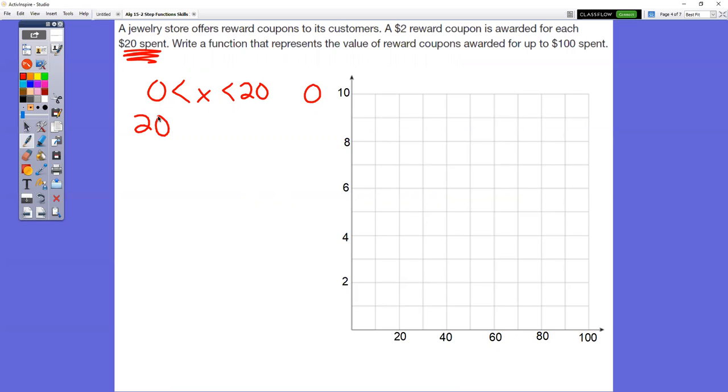So now $20, if we spend $20 exactly, will we get a bonus? Yes. How much will we get? We will get $2. You'll always get $2 up until you get to 40. So if you spend anywhere from $20 to $39.99, you're going to get a $2 bonus. Anywhere in between there, you will just get a $2 bonus, because you only get increased by $2 for every $20 that you spend. The next one would be $40.